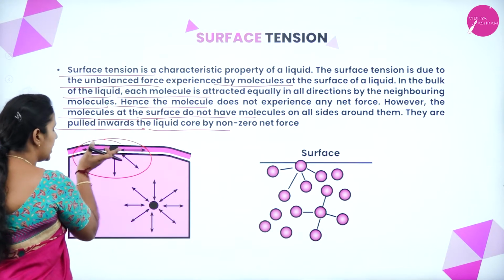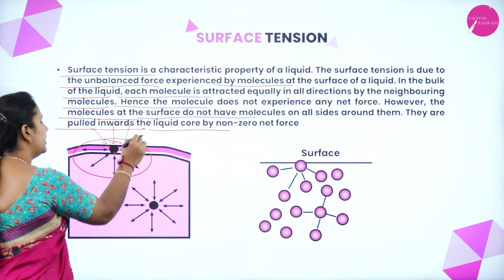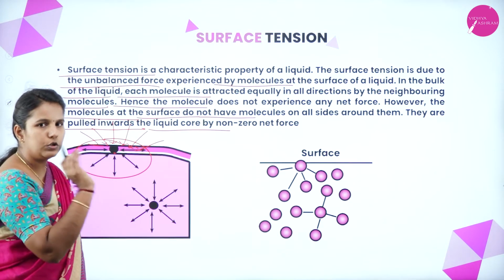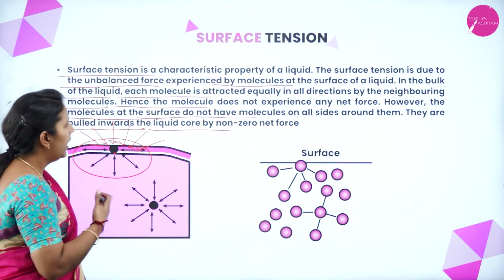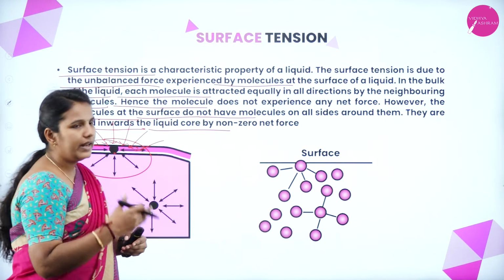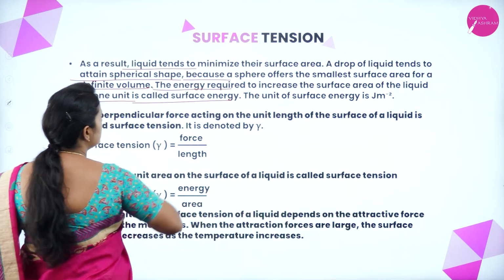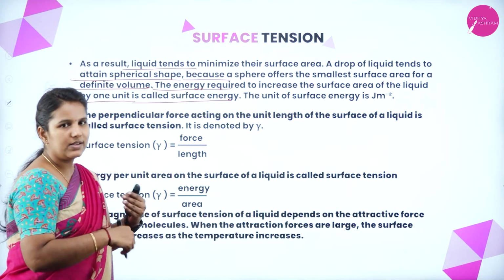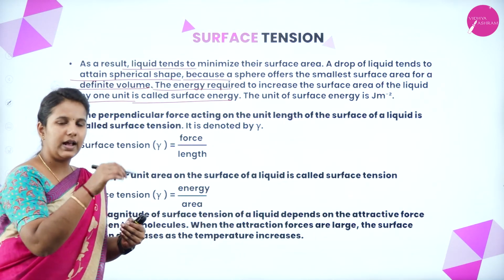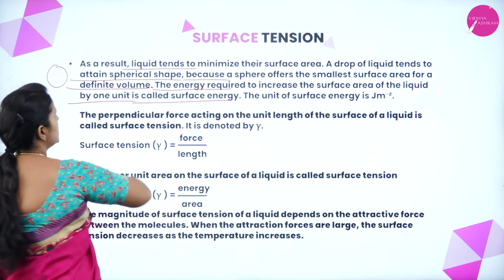Especially at the surface of the liquids, the particles are not attracted equally in all directions. Hence, they are pulled towards the liquid core, and they experience non-zero net forces. As a result of this, what will happen? The liquids tend to minimize the surface area, and the drops of liquid will be converted into spheres.